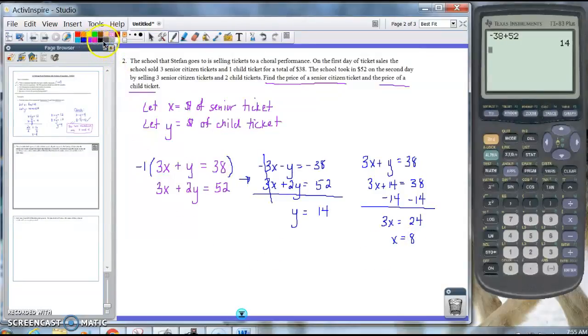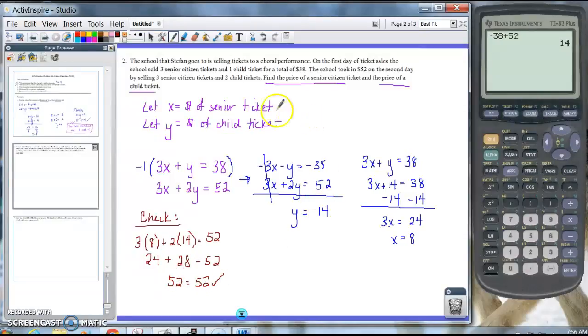Let's check that to make sure that that is correct. So I solved in the first equation. I'm going to check in the second. 3 times 8 plus 2 times 14 is equal to 52. That would be 24 plus 28 is 52, and you can check that on your calculator. That is in fact true.